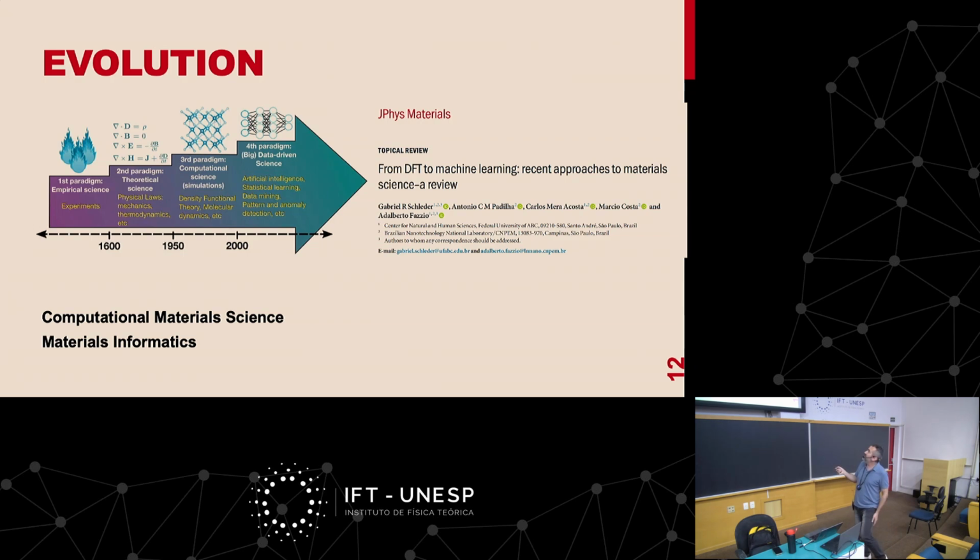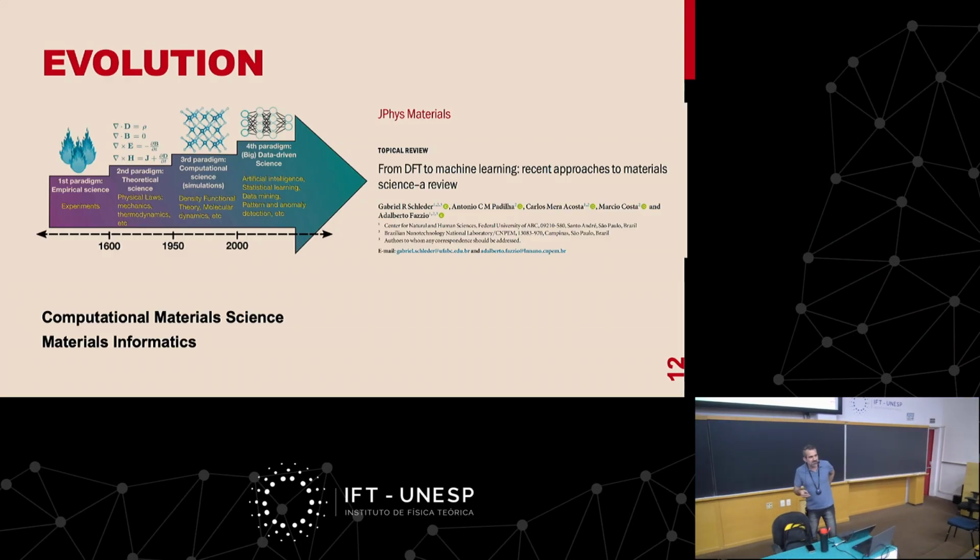So this image was taken from this review. It's a very good review from a Brazilian group that discusses machine learning and density functional theory, which is our tool for studying this. The idea is that what we are doing now is a new paradigm of science. The first paradigm is experimental science. This is the oldest and most basic one. Then you have theoretical science, where you try to write equations to understand the nature of the problems you want to study.